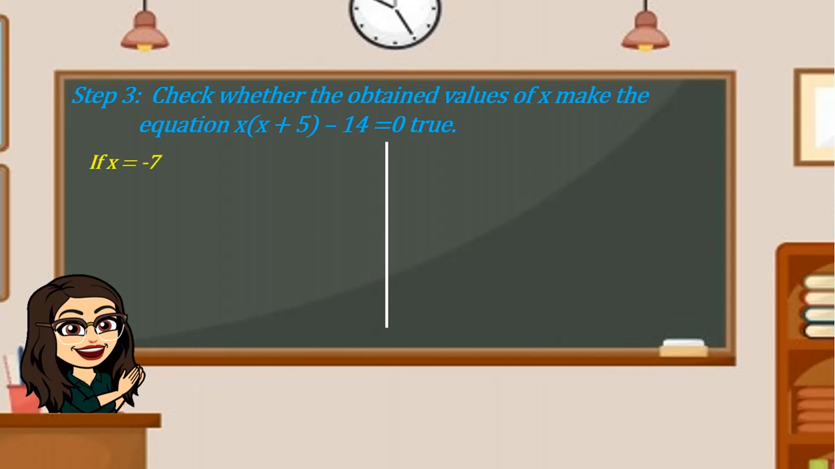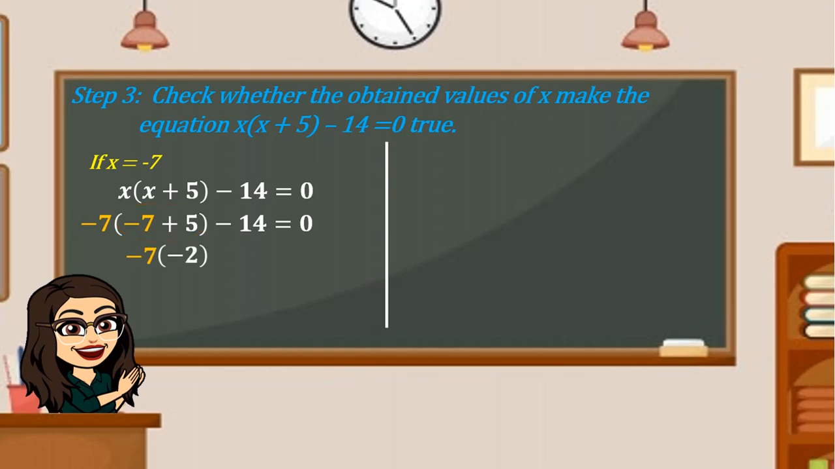So for the first obtained value, we have negative 7. So from the original equation, substitute negative 7 to the variable x. So we have negative 7 times quantity negative 7 plus 5 minus 14 equals 0. So we have negative 7. Then negative 7 plus 5 is negative 2. Then bring down negative 14 equals 0. Next, negative 7 times negative 2 is positive 14. Again, bring down negative 14 equals 0. Then 14 minus 14 is 0. So 0 equals 0. And this is true.